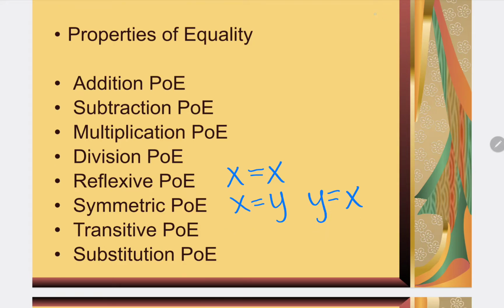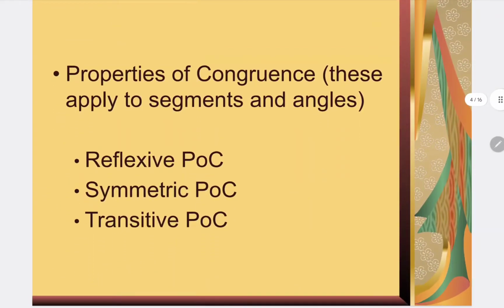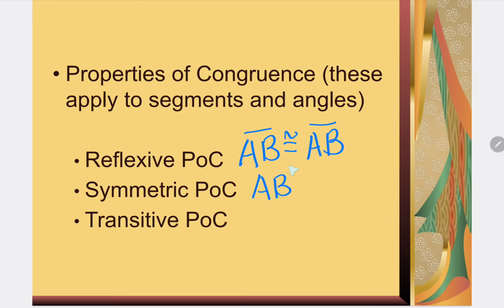So moving on from there, we also have the properties of congruence. These apply to segments and to angles. The reflexive property of congruence, for example, says that the segment AB is congruent to the segment AB. The symmetric property of congruence says that if the segment AB is congruent to the segment CD, then we can write this in reverse. CD is congruent to AB.